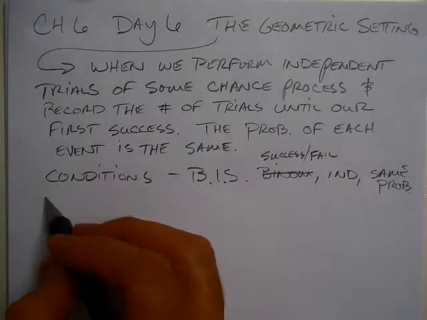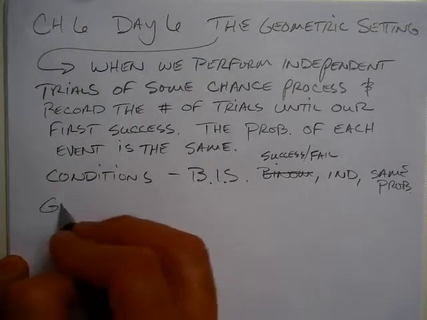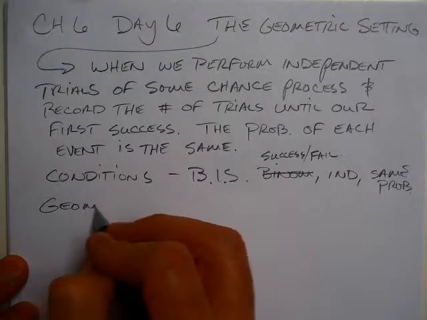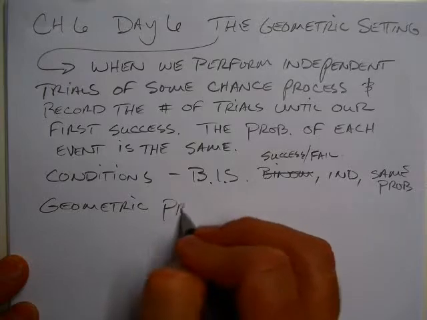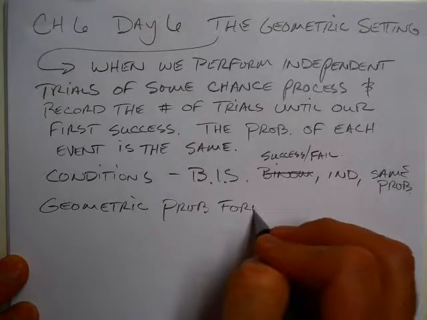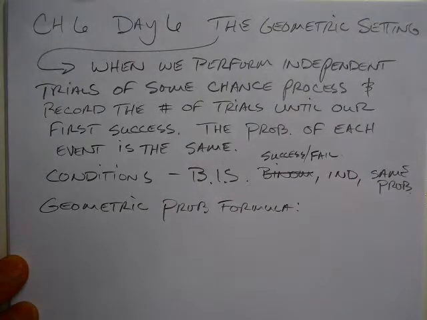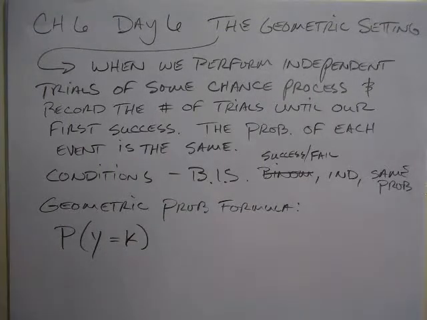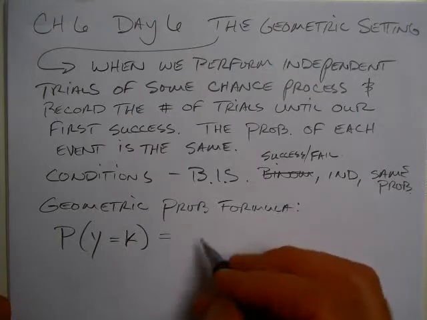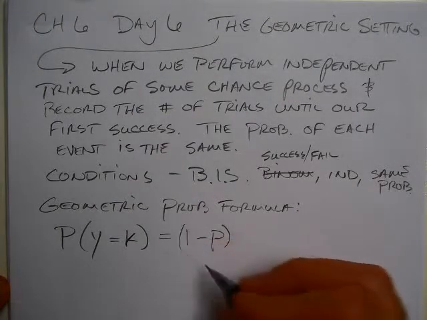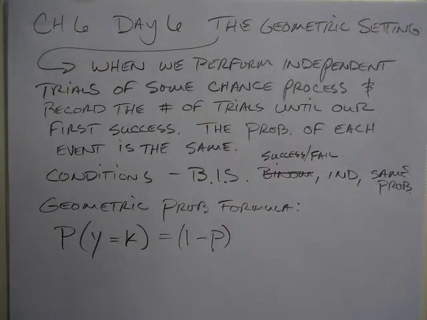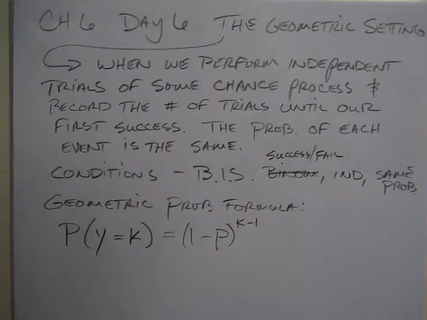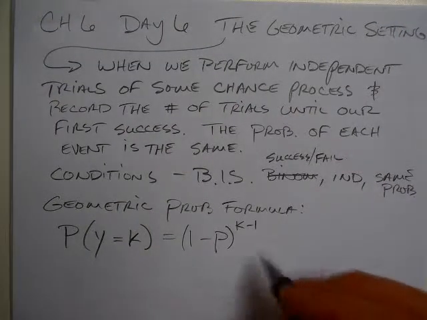But success and failure. So the geometric probability formula is fairly easy. The probability that Y occurs given some number of events is going to be 1 minus the probability that the event occurs, to the k minus 1 power, where k is how many times you end up doing the event until you have a success, times p.